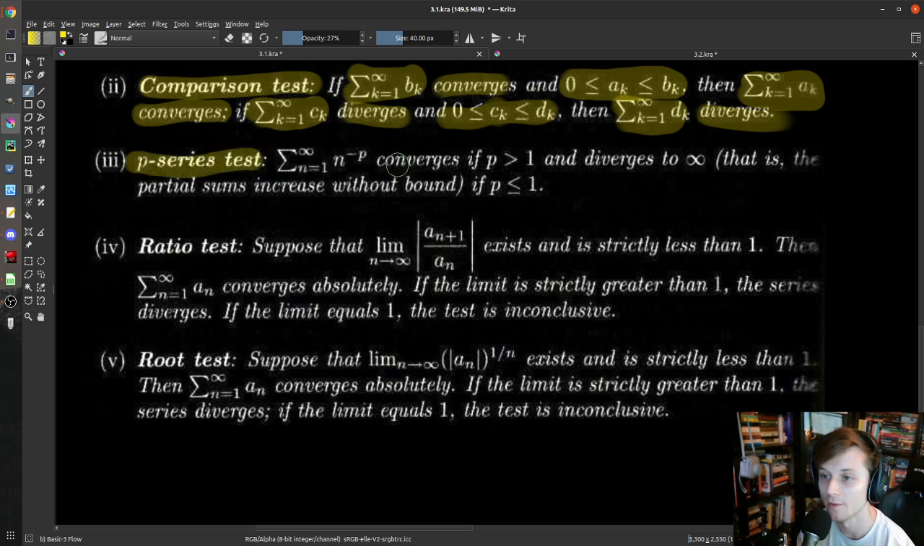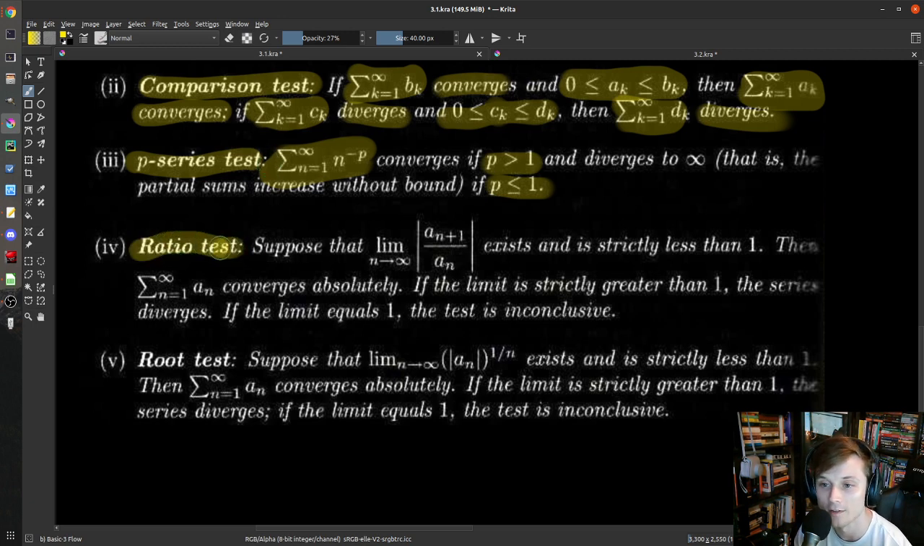Then we have the p-series test. So p-series are a particularly nice form of series. They're series of the form the sum from n equals 1 to infinity of n to the minus p. These guys converge if p is greater than 1, and diverge to infinity, that is, they grow very large, if p is less than or equal to 1. Sensible. You can also write it without the minus sign, and then you can, of course, change the statement of the theorem accordingly.